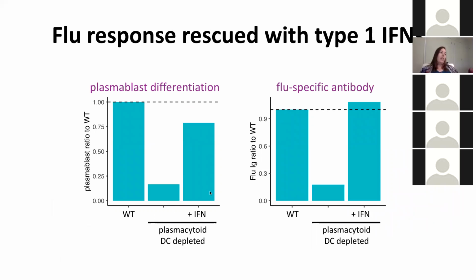And you can see that when we supplement with interferon, we are actually able to rescue plasmablast differentiation almost to wild type levels in the cultures. And also we're able to rescue flu-specific antibody production. So in this way, we were able to show the essential role of the PDC in this particular culture system, and also from what we know from the literature, is indeed for production of type 1 interferon.